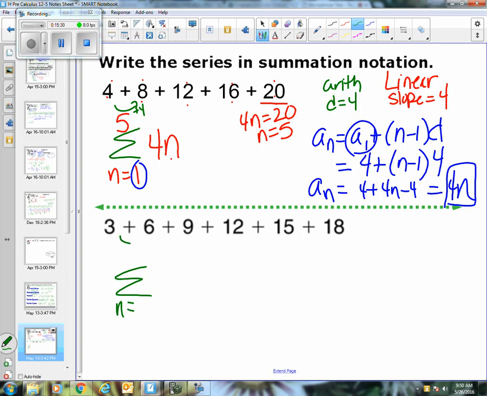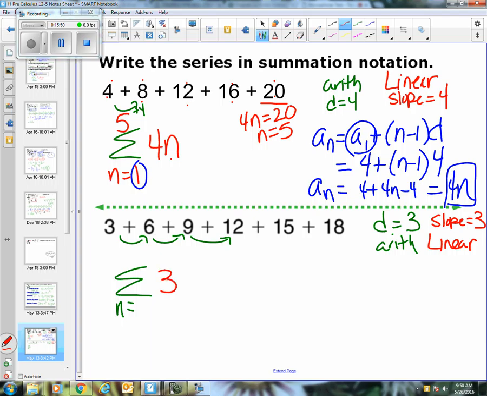All right, so let's see if we figured out our pattern here. What are we doing each time? Looks like we're adding 3, so we have a common difference of 3. That means it's arithmetic again. So if it's arithmetic, that means I'm writing a linear equation, and my slope then would have to be 3. All right, so let's see if we can do that for our rule then. So if my slope is 3, that means it has to be 3 times n.